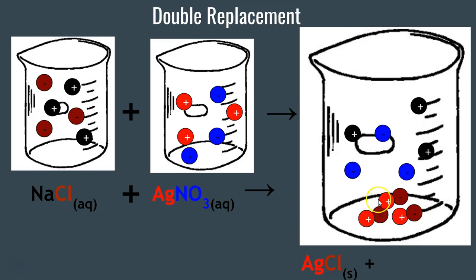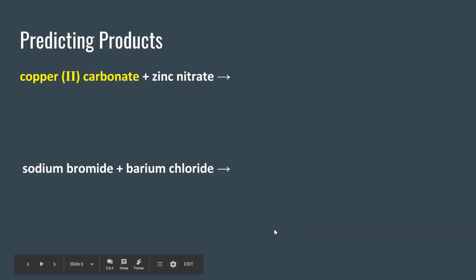So the silver chloride will actually settle out of the solution, and you'll see this solid kind of sediment forming at the bottom. Kind of like if you have sand or something else that doesn't dissolve in water. It always settles to the bottom. All right, let's look at a few more examples real quick.